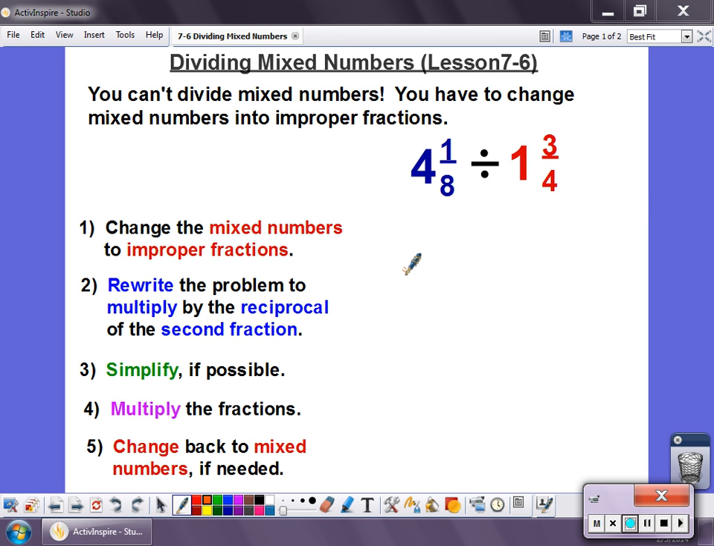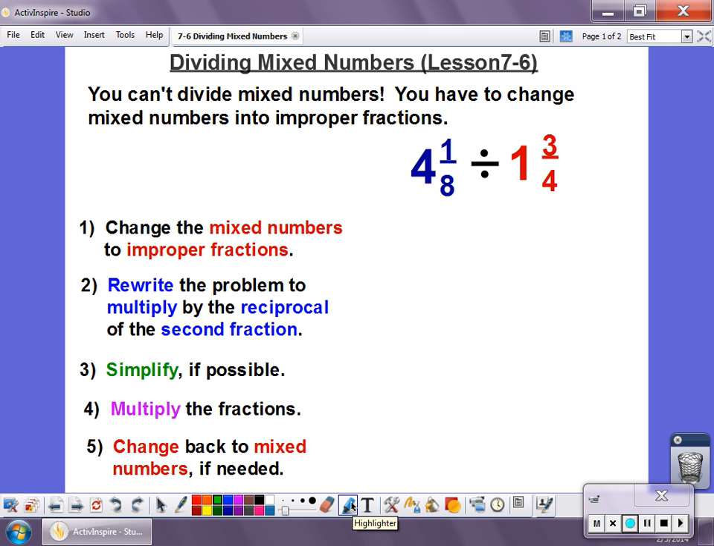Dividing mixed numbers takes what you know about dividing fractions and multiplying mixed numbers and puts those two things together. When you divide mixed numbers, you can't do it with the mixed numbers, just like multiplying. Before you multiplied, you had to change your mixed numbers to improper fractions, and when we divide, we have to do the same thing. So the very first step is to change our mixed numbers to improper fractions.